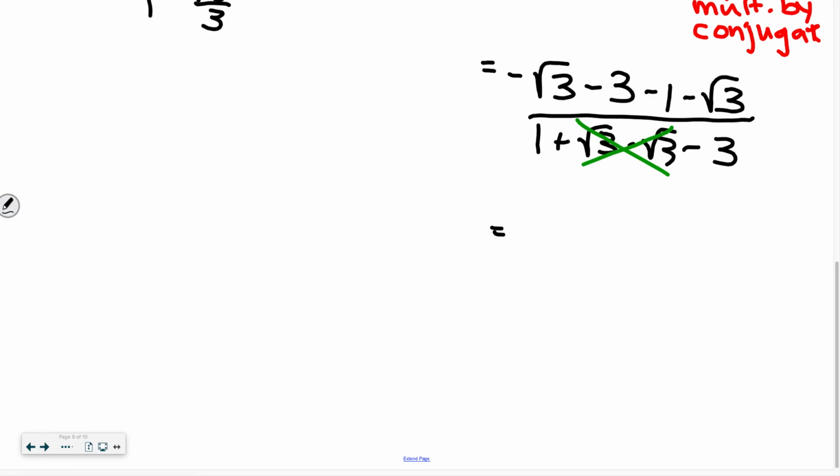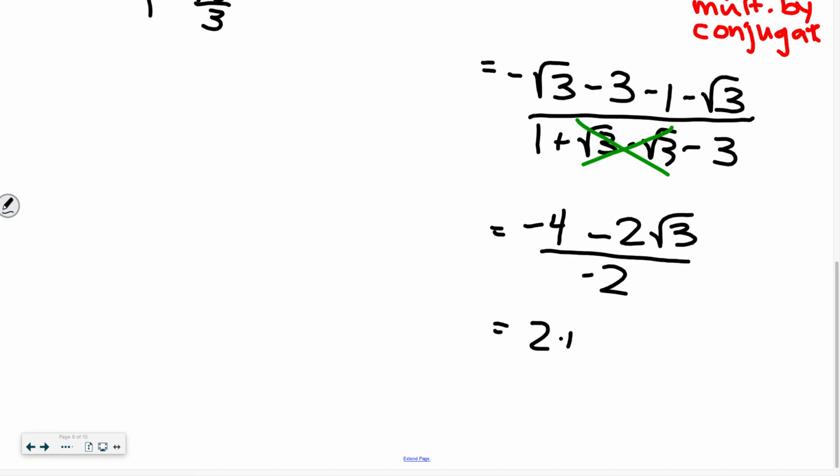In the numerator, I have negative 4, and then I have a negative square root 3 with another negative square root 3. Well, that means I have negative 2 square root 3s. All over 1 minus 3 is negative 2. Okay, and the last thing I can do is simplify any of the numbers that are all outside the radical, as long as I can simplify all 3 of them. Well, they all have a factor of 2, and they're all negative, so I could really make them all positive. So this is really 2 plus square root 3.